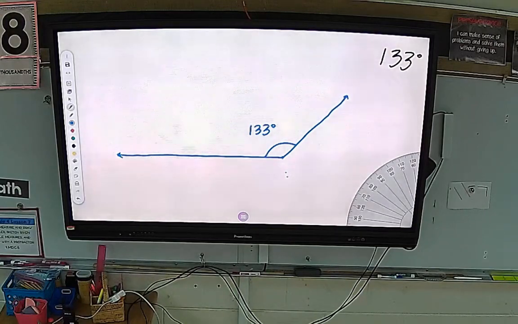Would you come help him get 133? Oh yeah. Okay, this is so cute. 133 is bigger than 90. And then if you took it off, and straighten it.